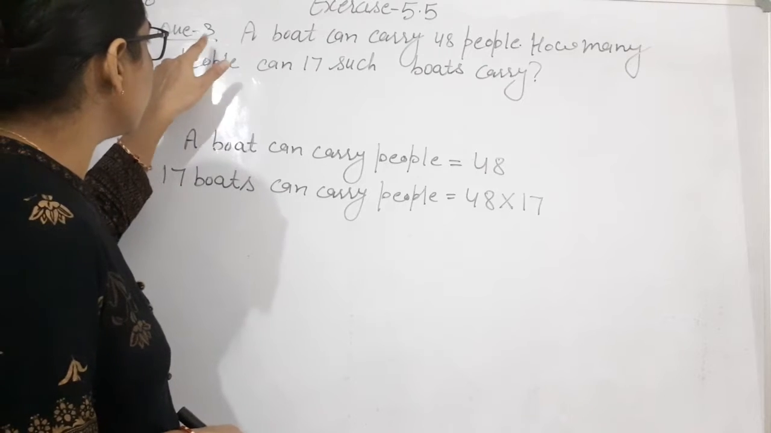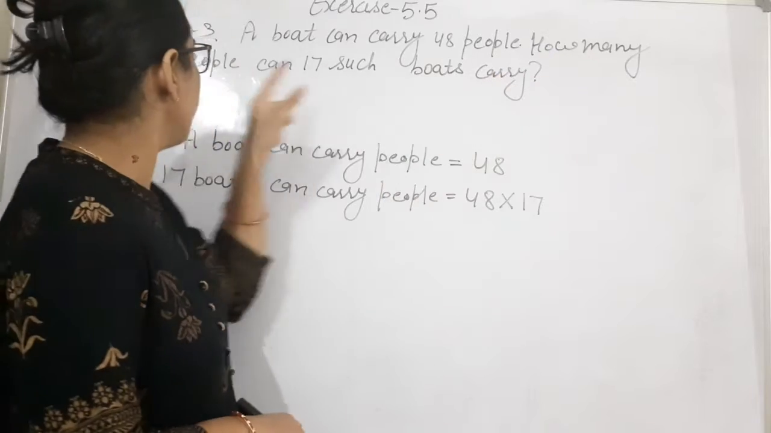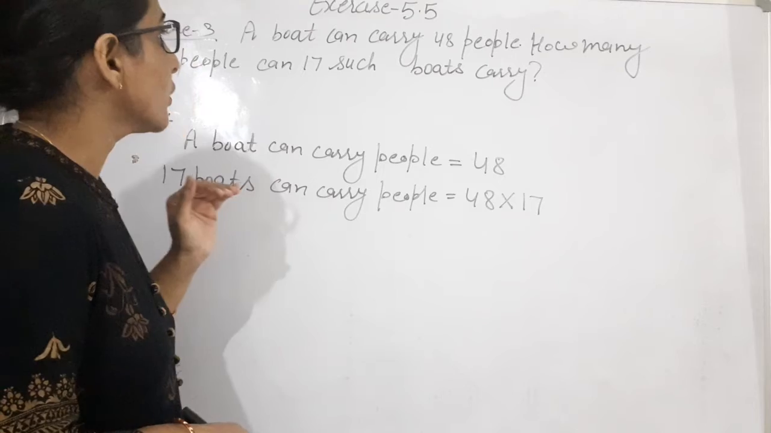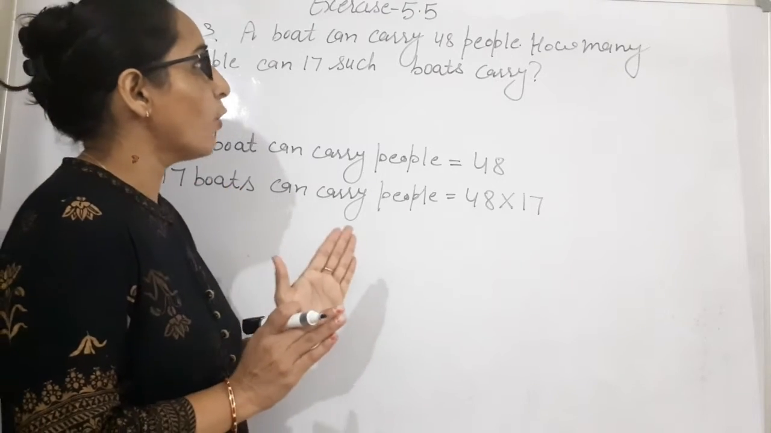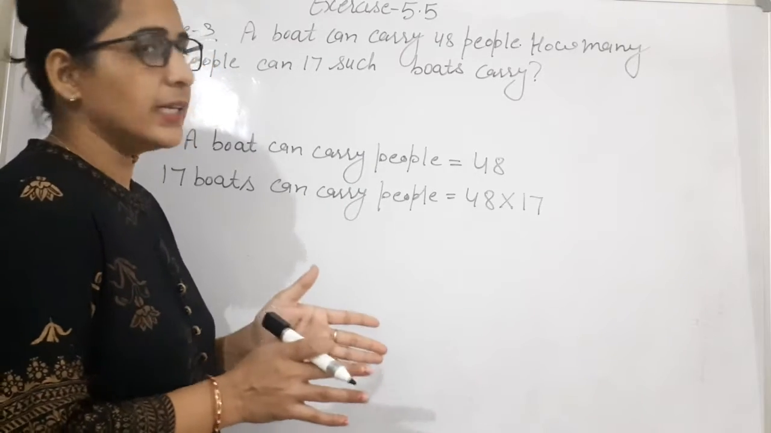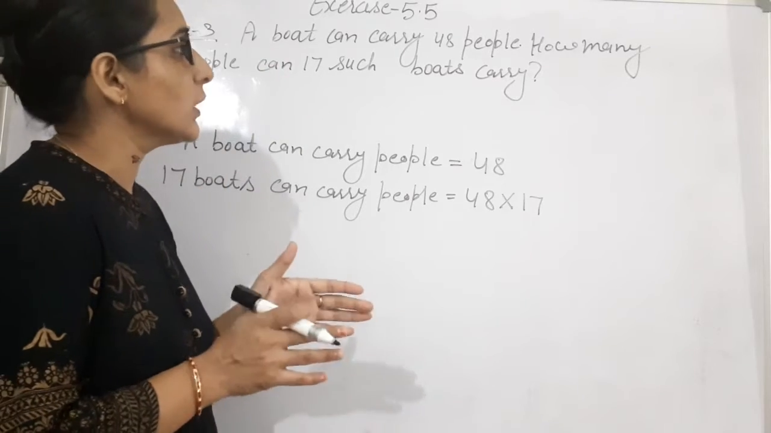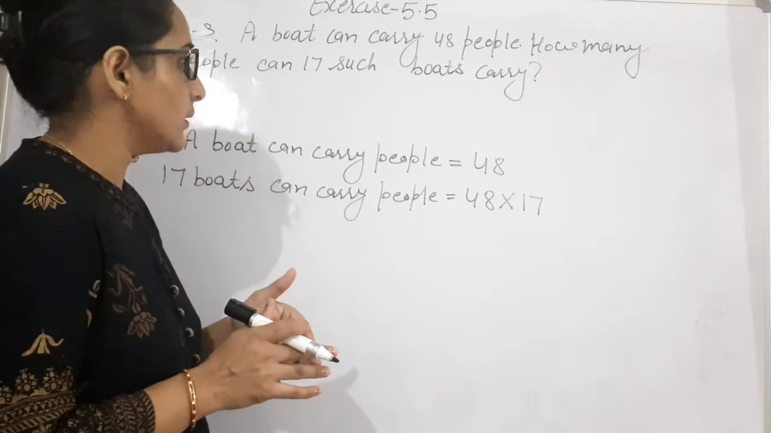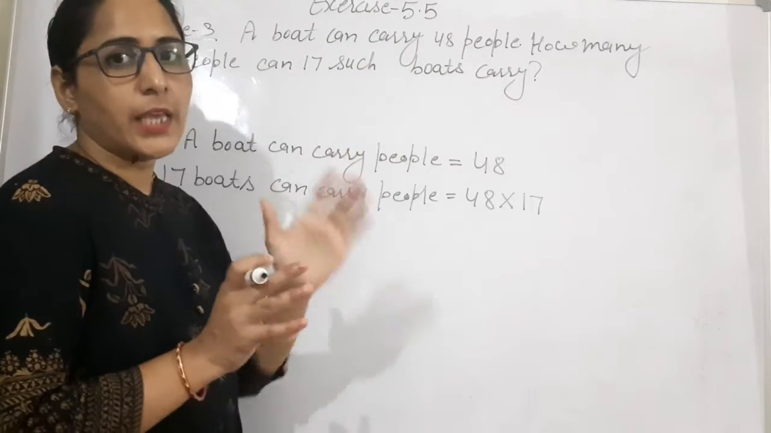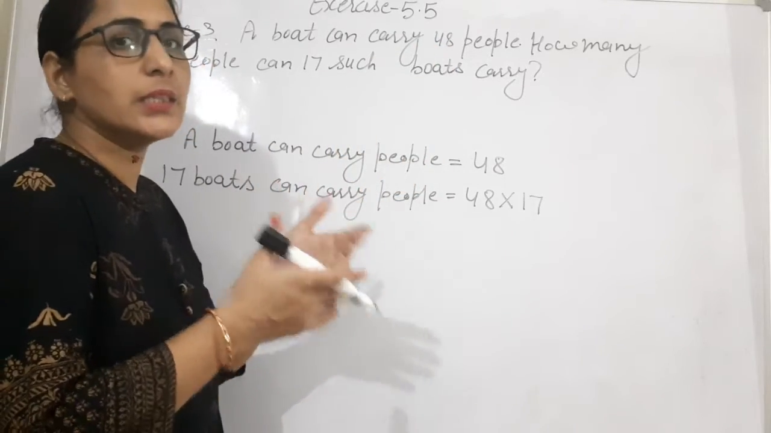Now the question number 3 is here. A boat can carry 48 people. How many people can 17 such boats carry? Clear? So the question is here. एक बोट में 48 पीपल जा सकते हैं. एक बोट 48 पीपल को लेके जा सकती है. तो 17 बोट्स कितने पीपल्स को, कितने लोगों को लेकर जा सकती है? क्लियर? अ बोट कैन कैरी 48 पीपल्स. एक बोट में 48 पीपल जा सकते हैं. तो 17 बोट में कितने पीपल जा सकते हैं?